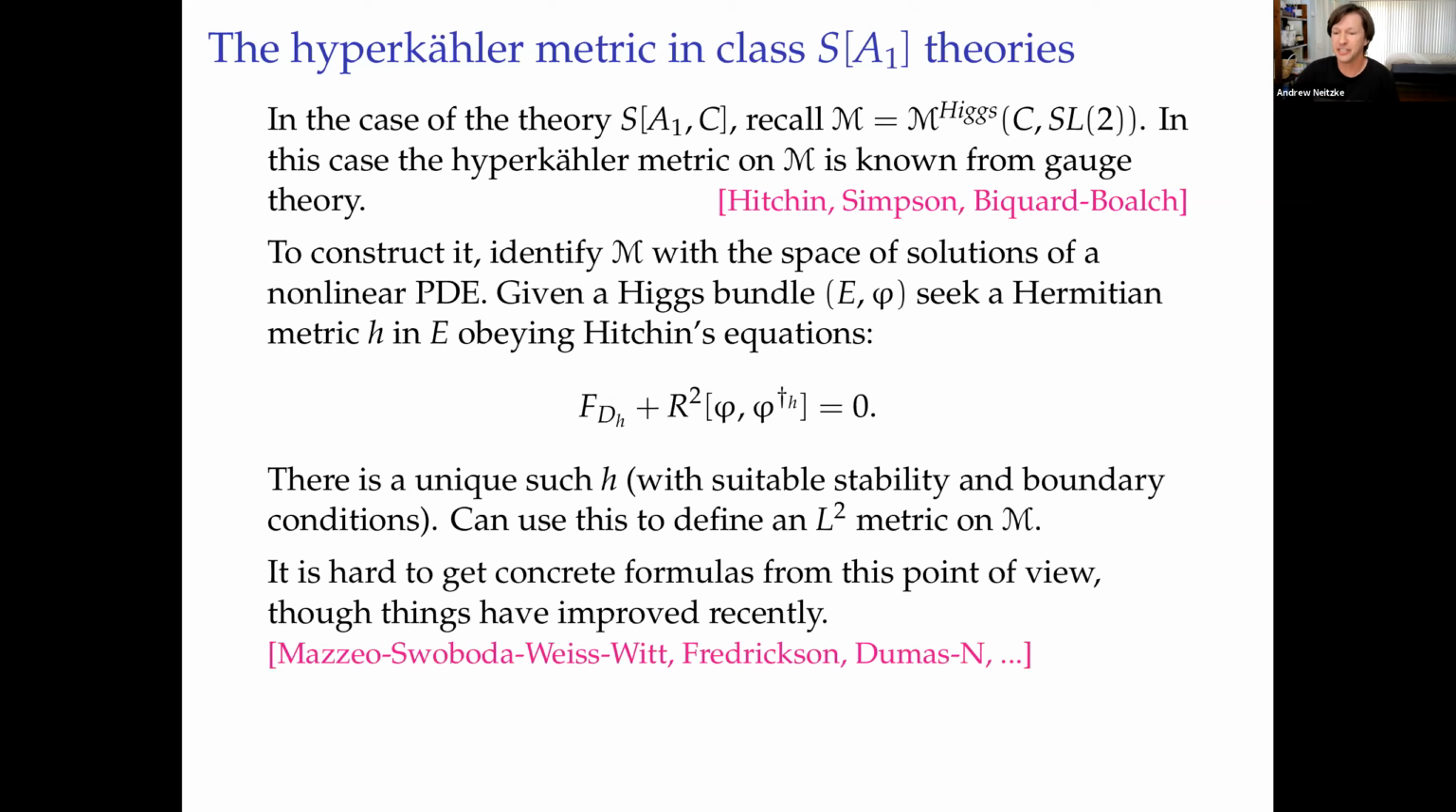Now, that description is a kind of abstract existence. If all you know about the solution of Hitchin equations is an abstract existence theorem, then essentially all you get about the metric on the moduli space of Higgs bundles is also an abstract existence theorem. You know that it's hyperkähler, but you don't know much else. And it's been hard to get concrete formulas from this point of view, although recently, actually, there's been some progress.